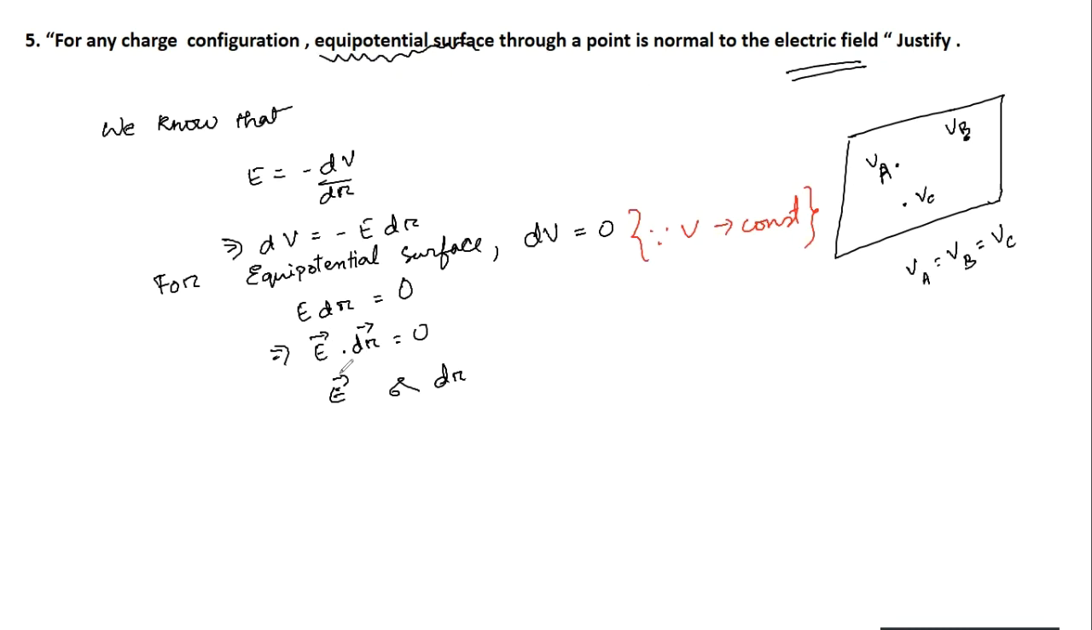The dot product of two vectors will be 0 for only one condition, and that condition is nothing but both the vectors are perpendicular to each other, right? So this electric field intensity E and this displacement dr, they are normal, meaning perpendicular, to each other. Okay. So thus we can say that for any charge configuration, your electric equipotential surface through a point is normal to the electric field. Okay.